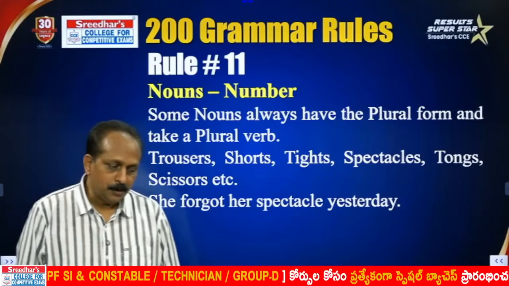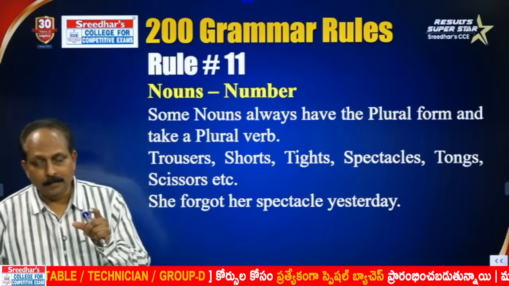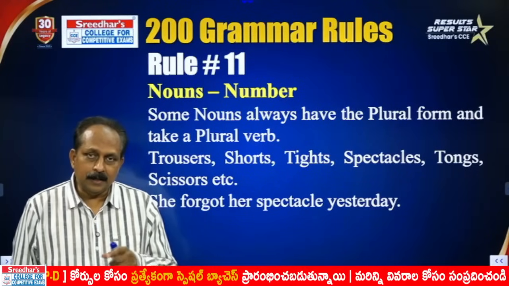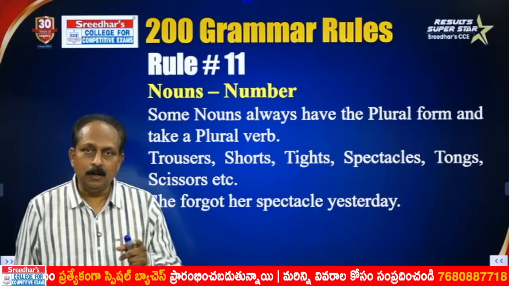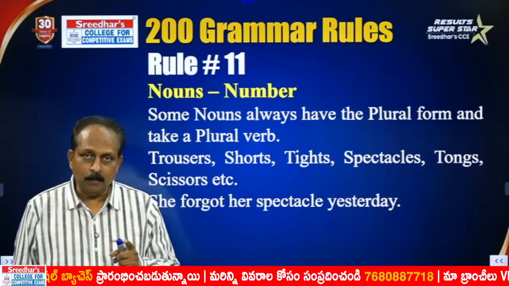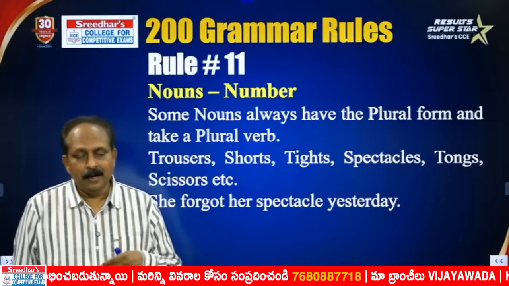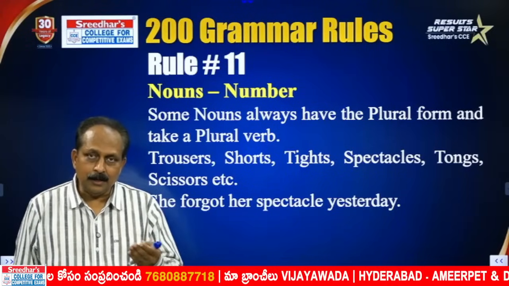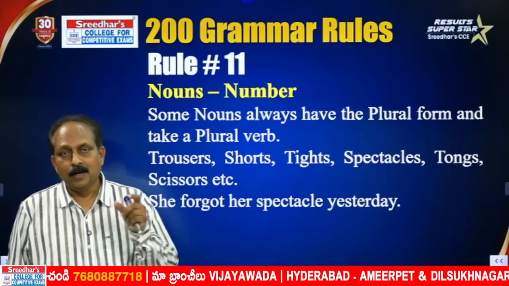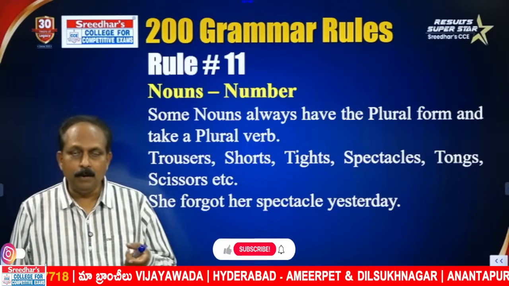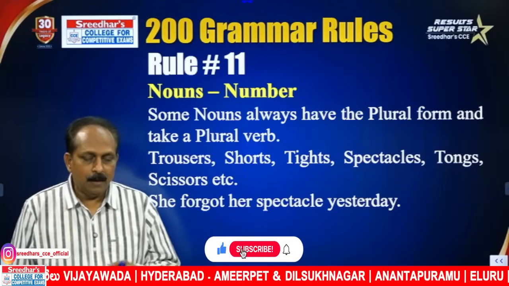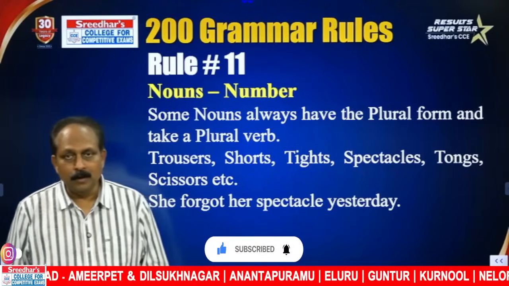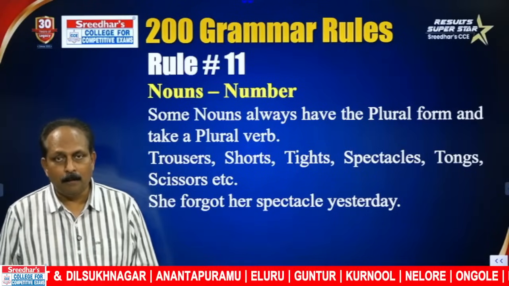I told you yesterday also, if you take number, what is its function? It answers the question how many, and we have two types of number: singular and plural. Singular is only one, plural is more than one. In English, usually we change a singular noun to a plural noun by adding s or es. For example, student, students, boy, boys, bench, benches. But some nouns don't follow this rule, and based on that, we have 6 rules related to number.